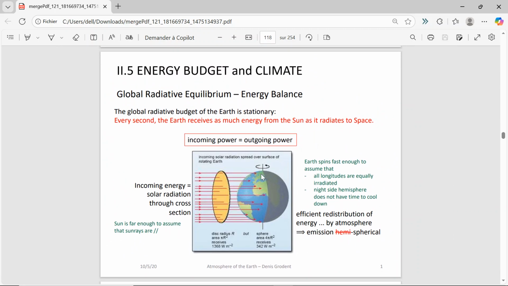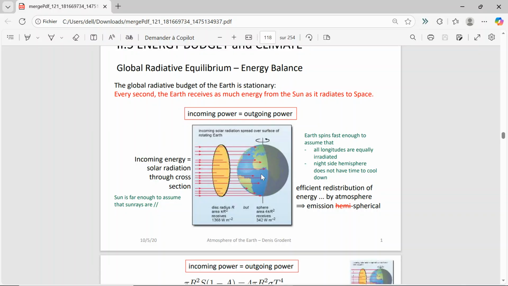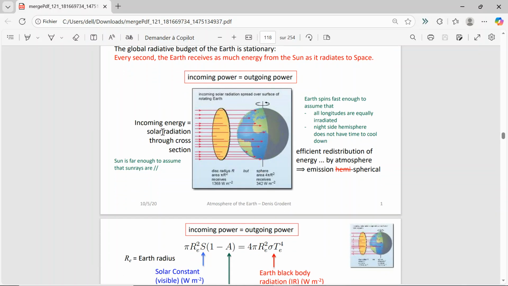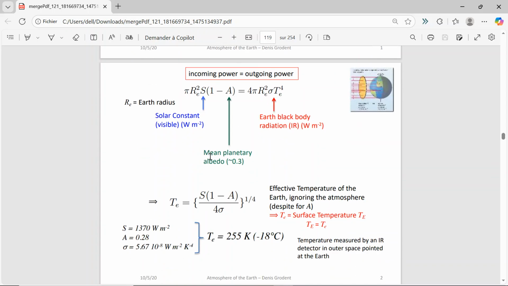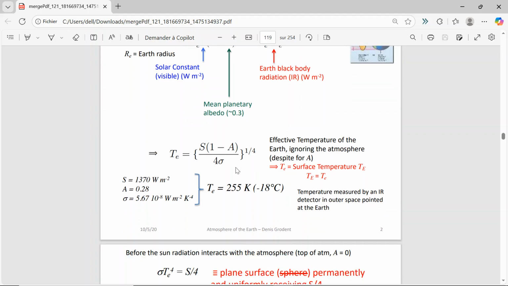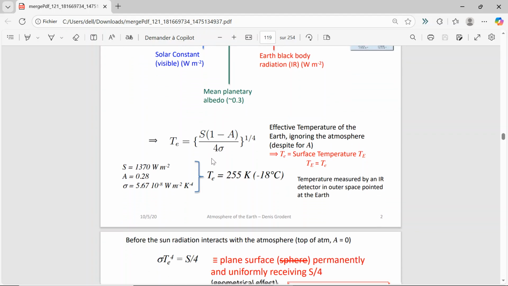The energy budget and the climate: global radiative equilibrium with an energy balance. So assuming that the incoming energy is the solar radiation through the cross section. So nothing complicated, and we have already done this equilibrium before. Assuming albedo is approximately equal to 0.3, we find the emissive temperature of the Earth being 255 degrees.